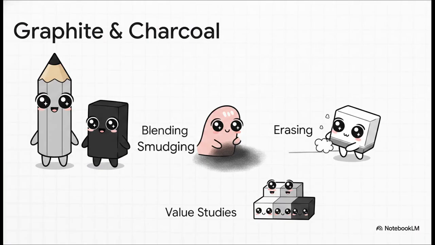So once an artist can observe, they really have to learn to control their tools. First up on the timeline are the forgiving, dusty mediums, graphite and charcoal. These tools are all about manipulating the material directly on the page itself. The list highlights blending, smudging, and erasing. At this stage, the artist is practically sculpting the drawing dust, right? Just pushing it around and lifting it off to create those value studies we were just talking about.